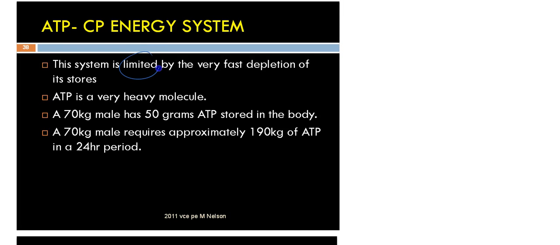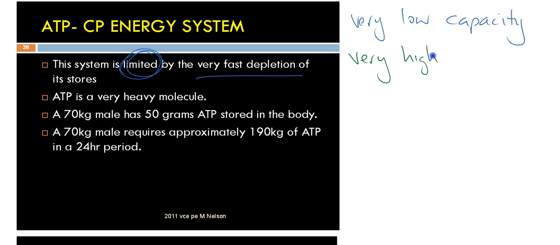The limitation of our ATP PC system is that we deplete it very quickly. So, limitation, the very low capacity. On the other hand, the benefit or the major advantage is its very high rate at which it can resynthesize ATP.